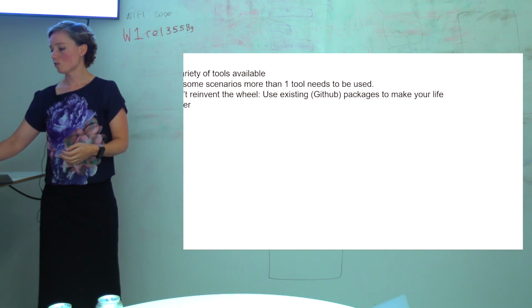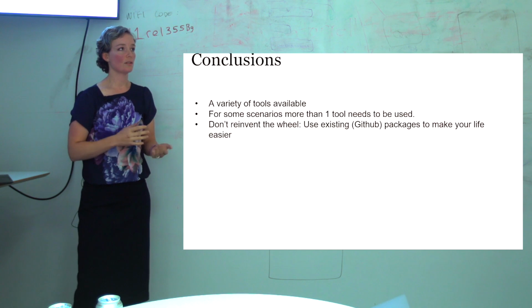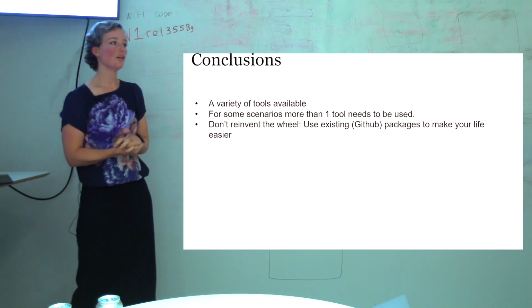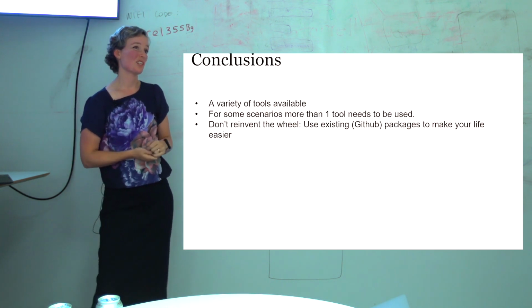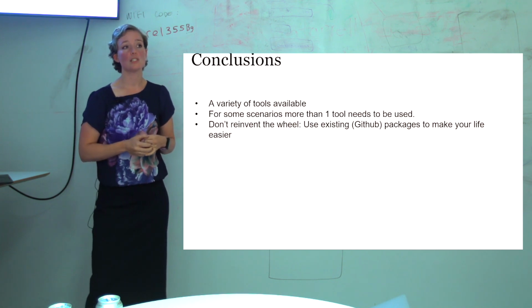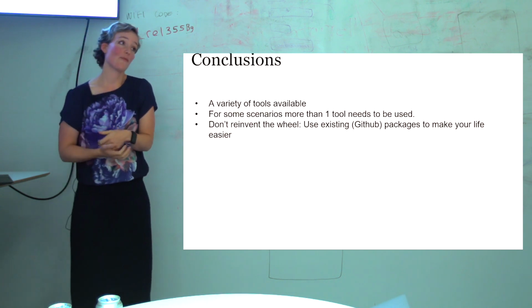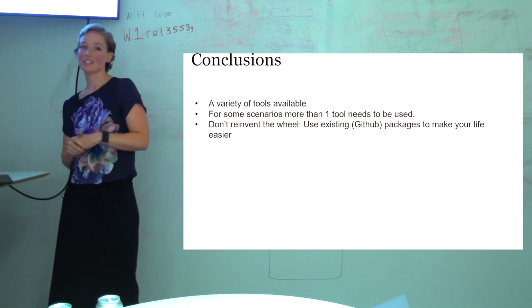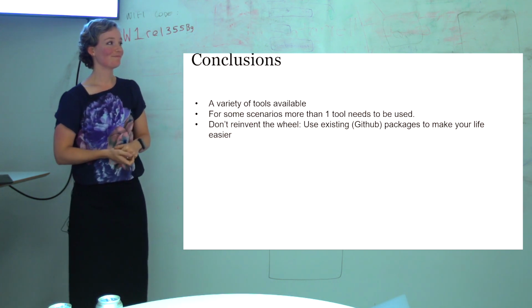So, conclusion: there are quite a few tools available to use with Chatter, but the data model is not that straightforward. There are quite a few limitations with any of the tools that you use, so for some scenarios you will need to use more than one tool. And there are a few GitHub packages available that can make your life a lot easier. So don't reinvent the wheel. That's it. Are there any questions?